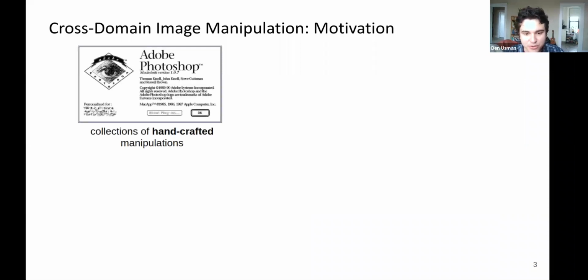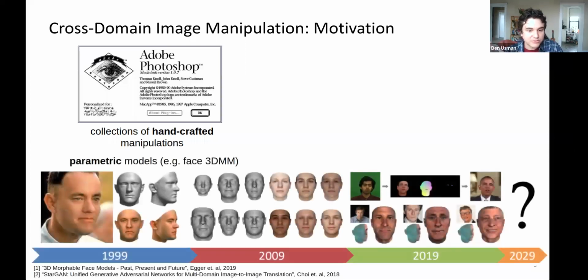Earlier examples were collections of handcrafted image manipulation tools tailored to specific applications and still requiring a lot of skill. Later, attention shifted towards parametric simulations and fitting real data to the simulations. But as you can see, even for very simple closed domains like faces, it took 2 decades and millions of dollars to get to plausible results.